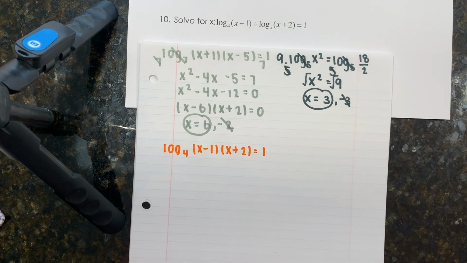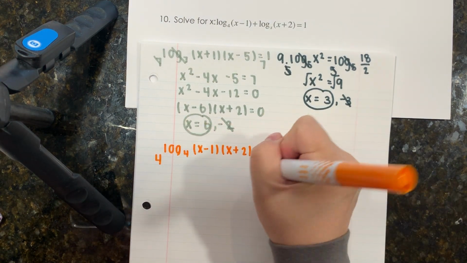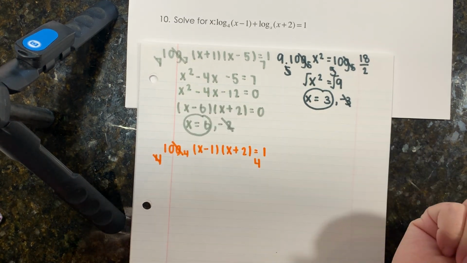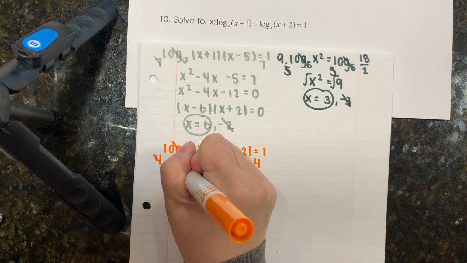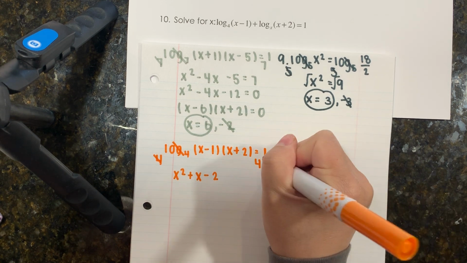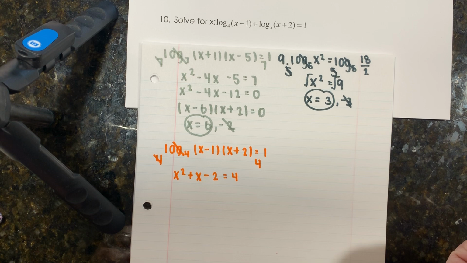To get rid of the log 4, I'm going to raise both sides to the power of 4. So 4 to the log 4 and then 4 to the 1. The log 4s would cancel. I'm going to multiply through this. This would be x squared plus x minus 2, and then I have equals 4 to the 1, so that would just be 4.